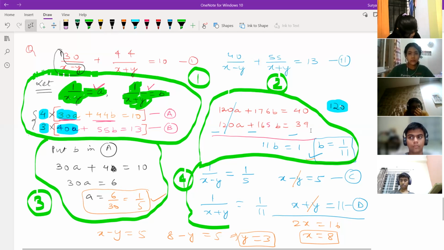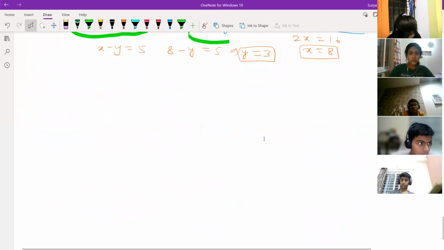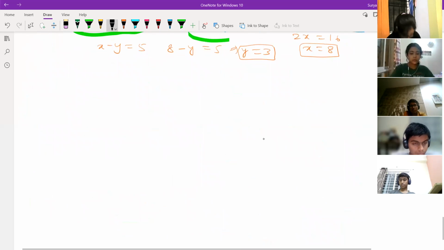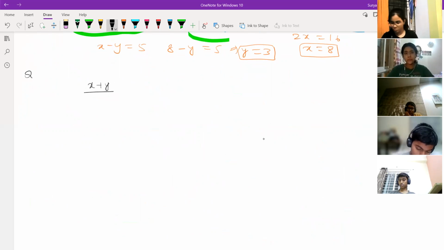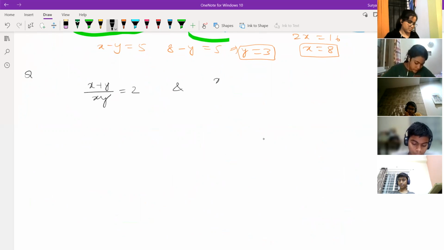Now this is a very different kind of question. The new question is: x plus y divided by xy is equal to 2, and x minus y divided by xy is equal to 6. Find the value of x and y.